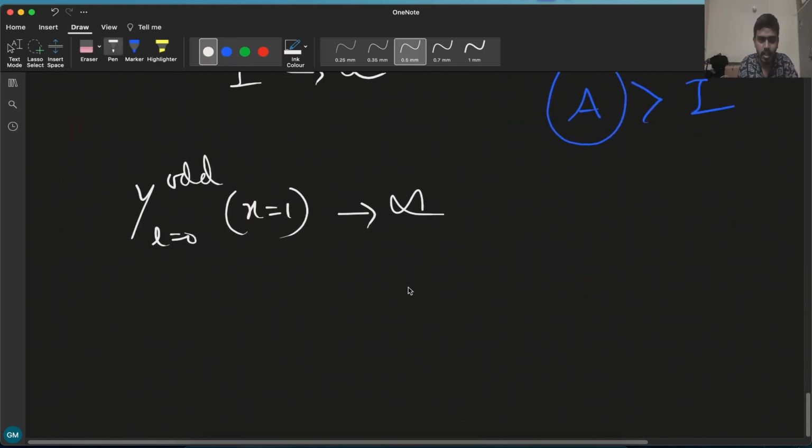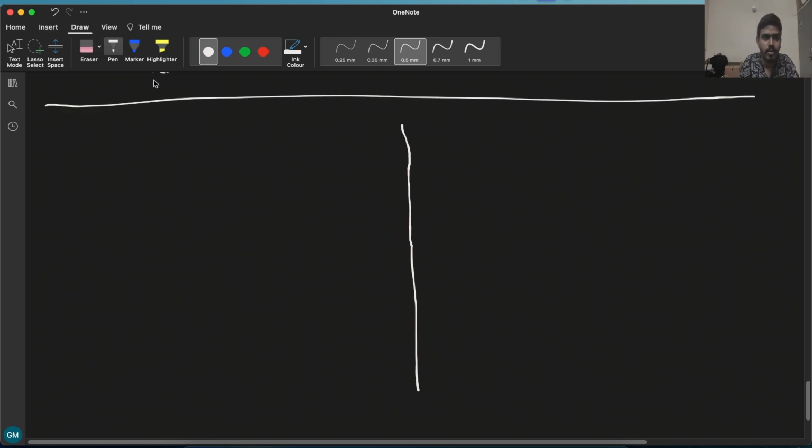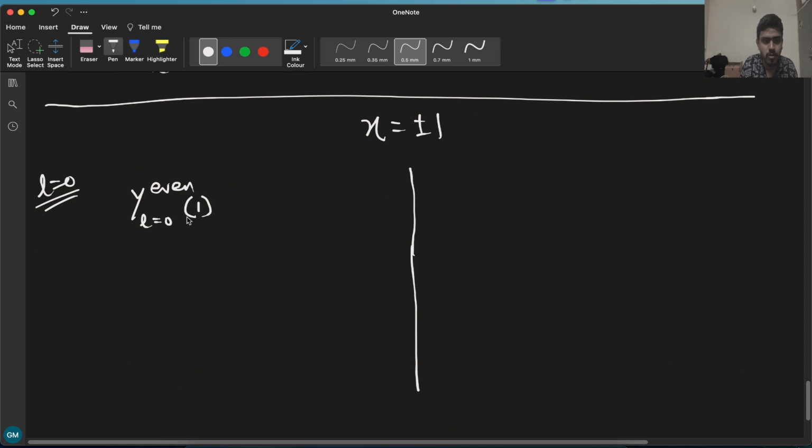Okay, so let me then formalize things. Let me write what happens at x equals plus minus 1. For L equals 0, what we got is basically y even at 1, L equals 0, equals 1, and y odd at x equals plus minus 1, L equals 0, it diverges.